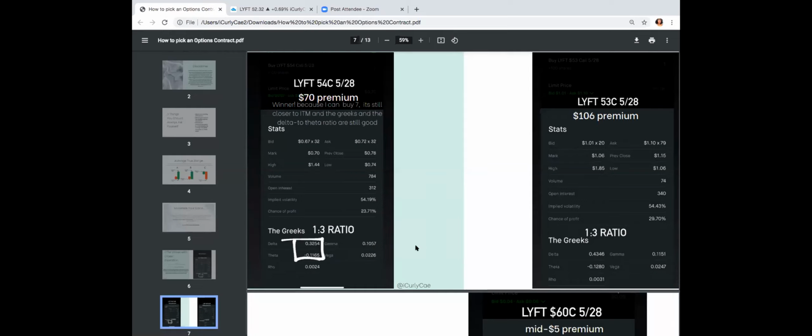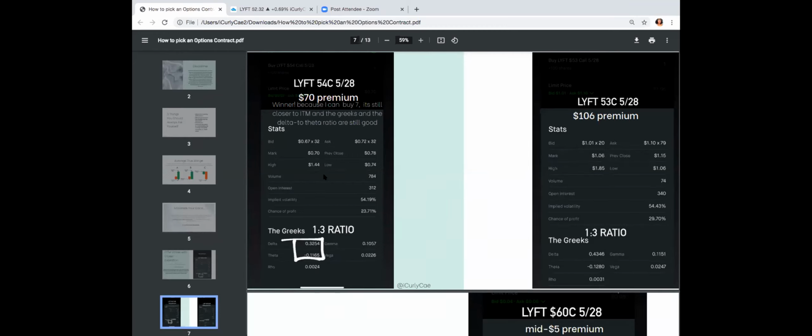So if I'm getting the same type of ratio as I'm holding, why would I not go with something that's closer to the money? It still gives me a pretty good amount of contracts that I can buy versus buying 4 over here. I can buy 7 of these. So it just kind of makes sense for me to choose this particular contract. It's closer to the money. The Greeks are good. I don't have to spend so much to get quite a few contracts. So that just makes sense.